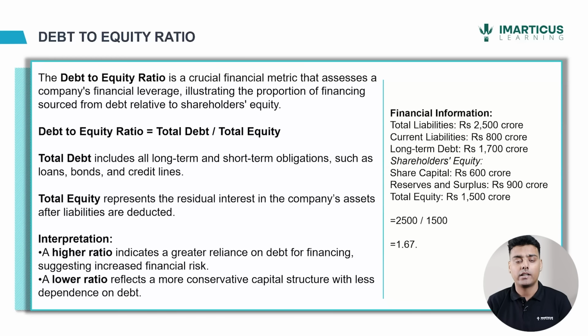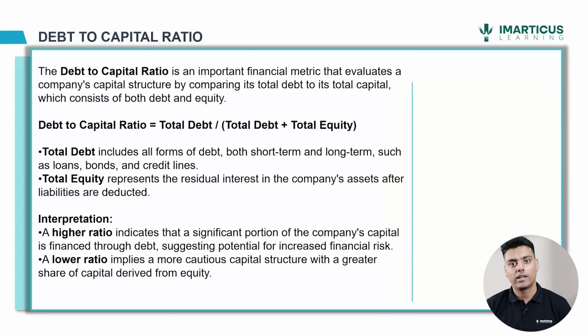Another way of looking at it would be a higher ratio means that my company is financed from outsiders, whereas a lower ratio means that my company is financed from internal funding. When my company is financed from outsiders, I have to pay them a fixed interest. When my company is financed by my own money, I have to share my profits. The next ratio we come to is debt to total capital ratio. Debt to total capital ratio is calculated using the formula total debt divided by total debt plus total equity.